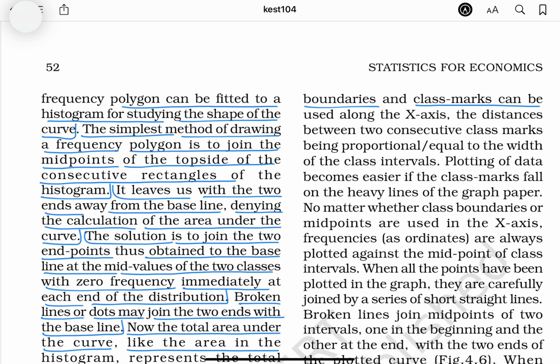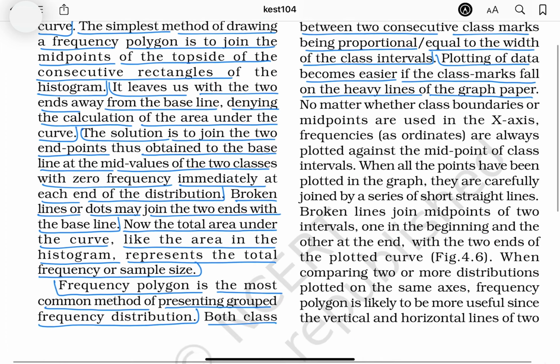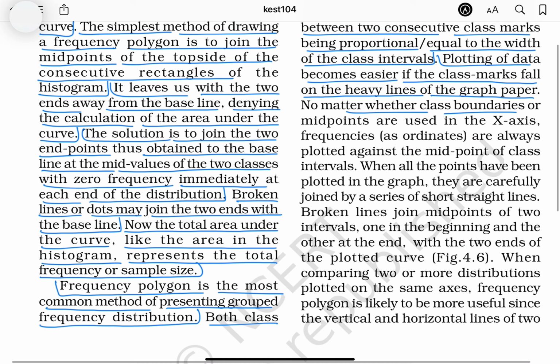boundaries and class marks can be used along the x-axis, the distances between two consecutive class marks being proportionally equal to the width of the class intervals. Plotting of data becomes easier if the class marks fall on the heavy lines of the graph paper. No matter whether class boundaries or midpoints are used on the x-axis, frequencies as ordinates are always plotted against the midpoint of the class intervals.